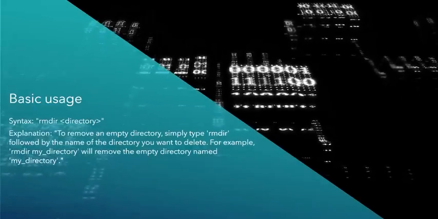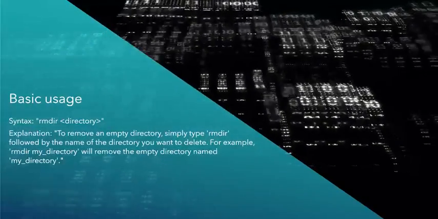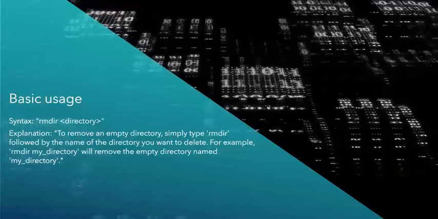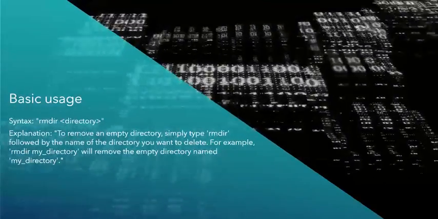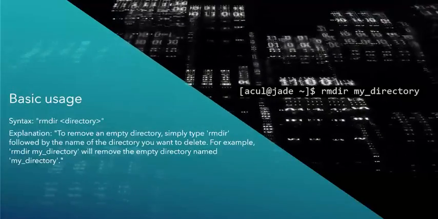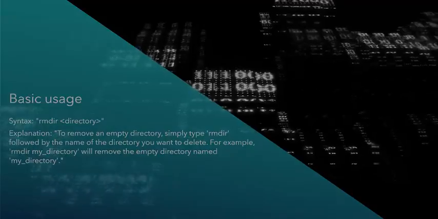Basic usage. Syntax: rmdir directory. Explanation: to remove an empty directory, simply type rmdir followed by the name of the directory you want to delete. For example, rmdir my_directory will remove the empty directory named my_directory.